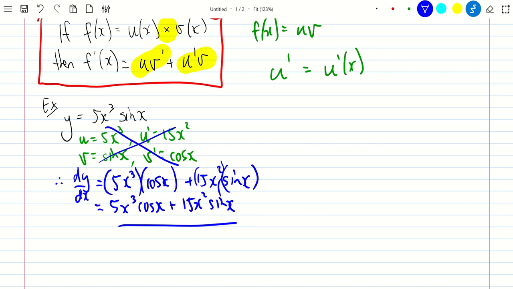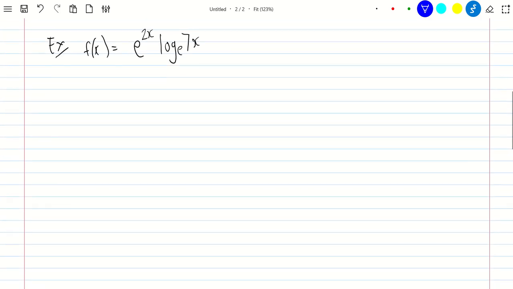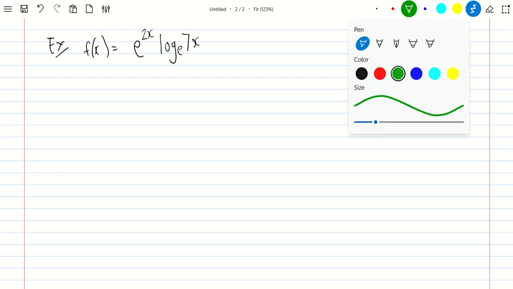Like I said, I could take out 5x squared as a common factor out of there if you really wanted to, but no need to. That is a totally fine answer. So that's the product rule in action. Let's do one more here. Let's have a look at this one. So again, I'll just do the same thing.